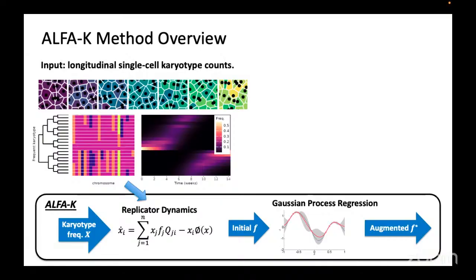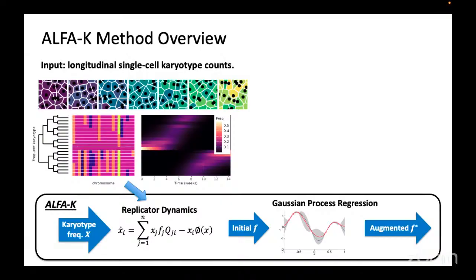So this is a simplified overview, but basically we take the karyotype frequency data from the evolving cell population, and we estimate the fitness, F, of each karyotype in that data using a simple replicator dynamics equation. These fitnesses are constant. We have a model of missegregations or mutations between karyotypes that's taken from the literature. And the output of that is fitness estimates per karyotype.